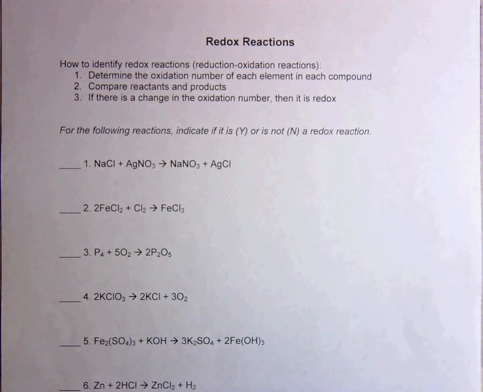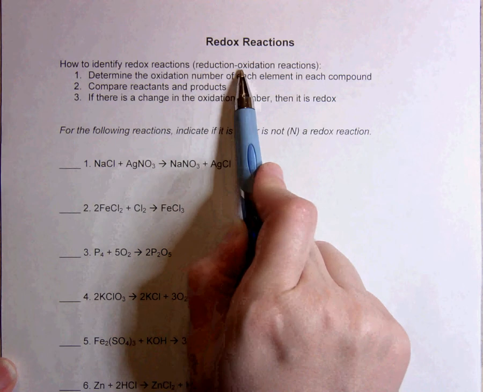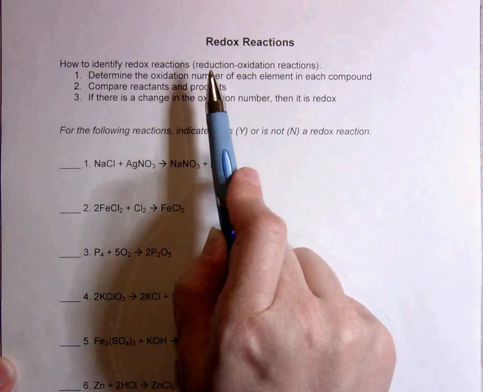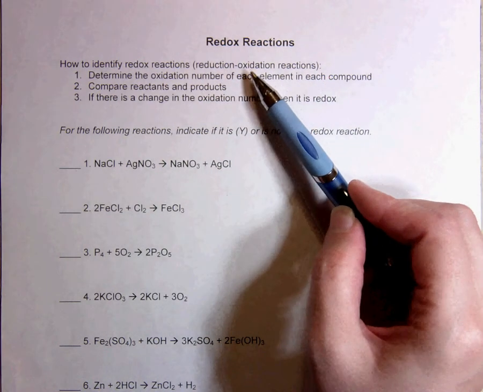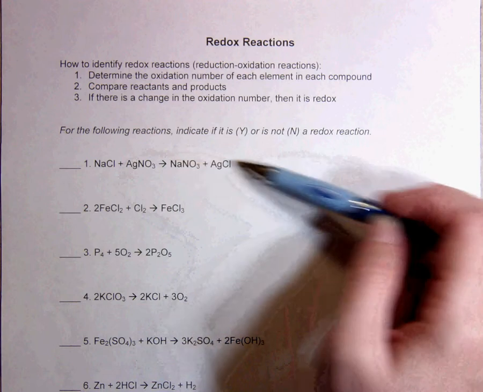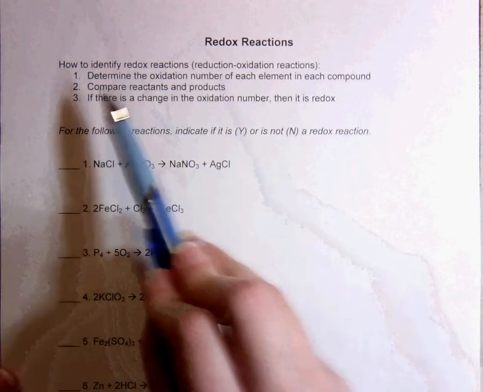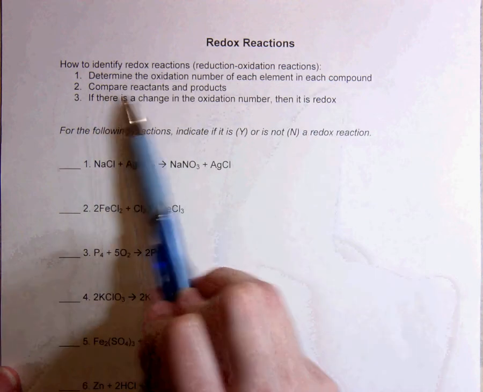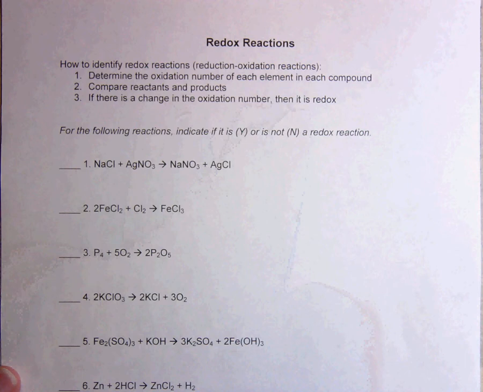Redox reactions. A redox reaction, or reduction oxidation, also known as an oxidation reduction reaction, is one in which the oxidation number of an element changes from one side of the reaction to the other. So what the instructions here tell you to do is determine the oxidation number of each element in each compound, compare the reactants and products, and if there's a change, then it's a redox reaction.